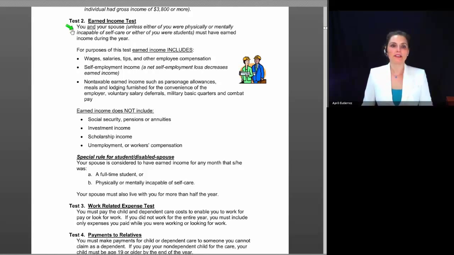You and your spouse, unless either of you were physically or mentally incapable of self-care, or either of you were students, must have earned income during the year. For purposes of this test, earned income includes wages, salaries, tips, and other employee compensation. It also includes self-employment income, but a net self-employment loss decreases your earned income. And non-taxable earned income, such as parsonage allowances, meals and lodging furnished for the convenience of the employer, voluntary salary deferrals, military basic quarters, and combat pay, all count as earned income, even though they're not taxable, for purposes of computing the child and dependent care credit.